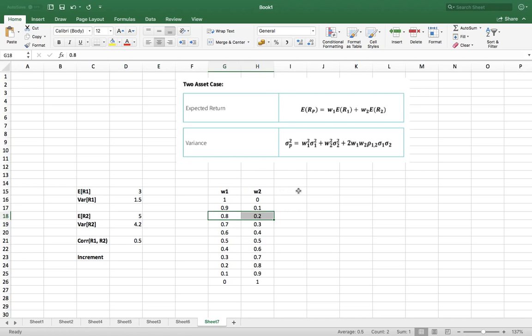To do this, first we need to calculate the expected value of the portfolio based on the two weights. The formula says the expected value of our portfolio is equal to the proportion W1 of the expected return for asset one, plus the proportion W2 of the expected return of asset two, which is straightforward to do. We know E of R1.